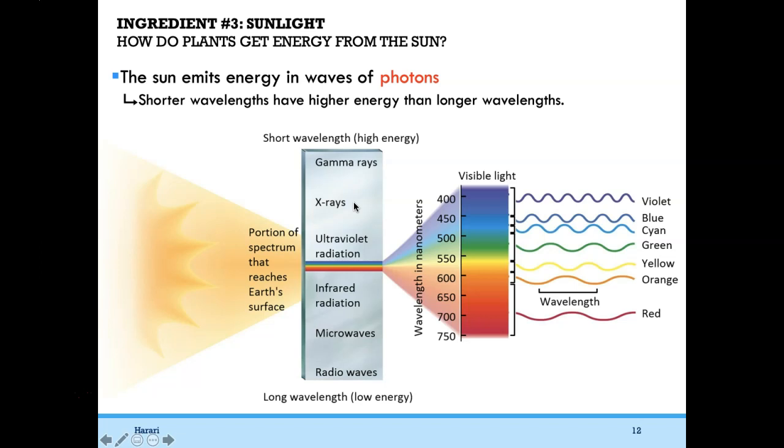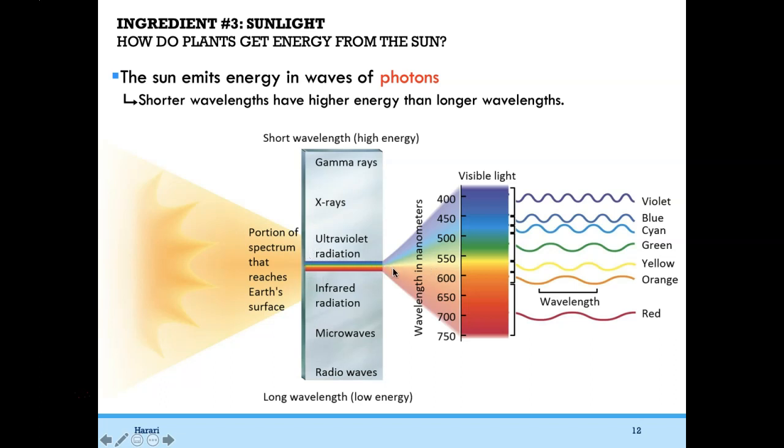Luckily, the higher energy wavelengths are filtered out. They're screened out by the ozone layer in the atmosphere before they reach Earth's surface. So we don't get a lot of these X-rays and gamma rays on Earth's surface. We then have UV radiation, visible light, and IR, infrared radiation. So this is the portion of the electromagnetic spectrum that reaches Earth's surface.